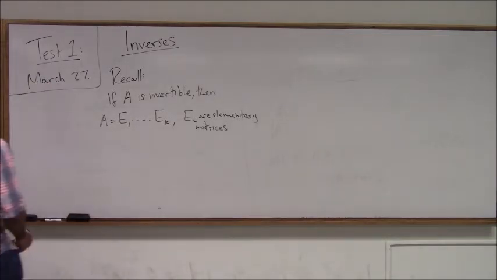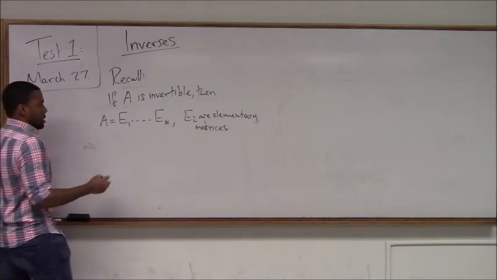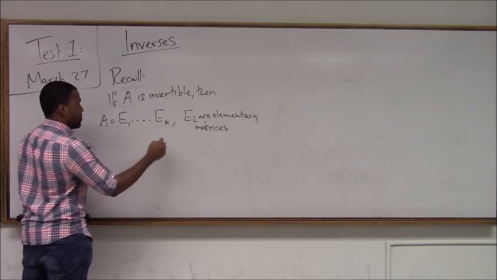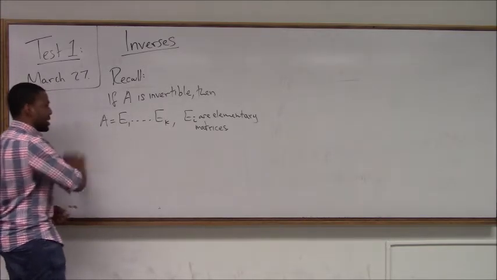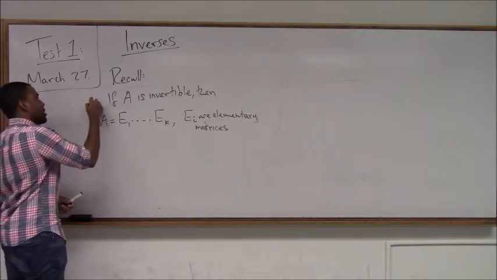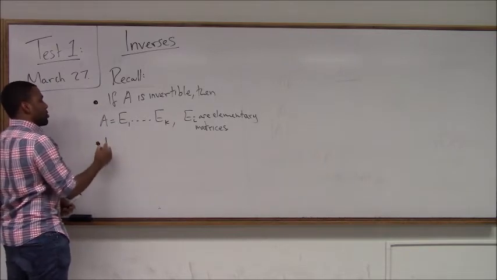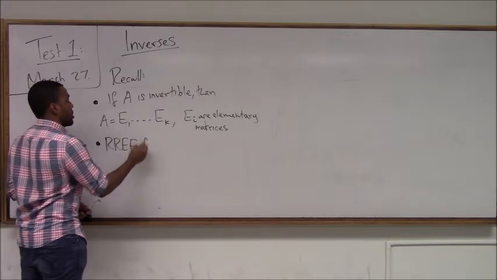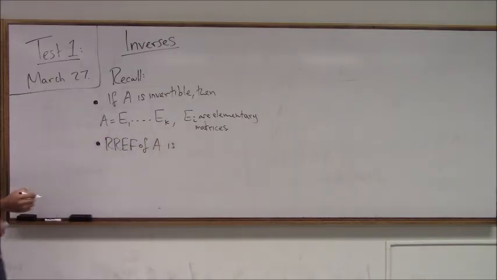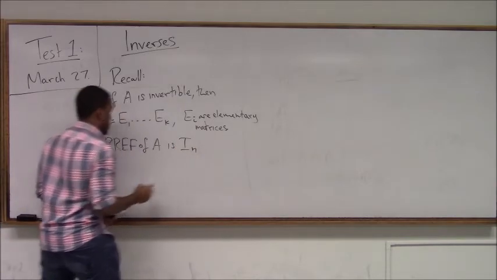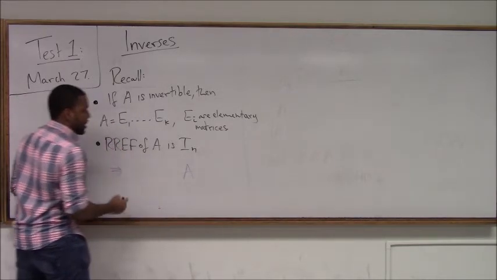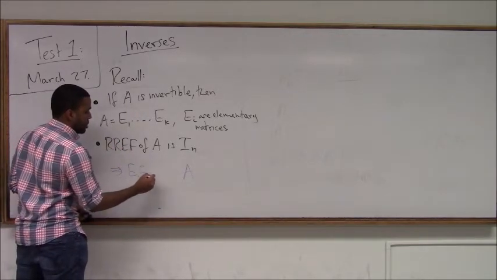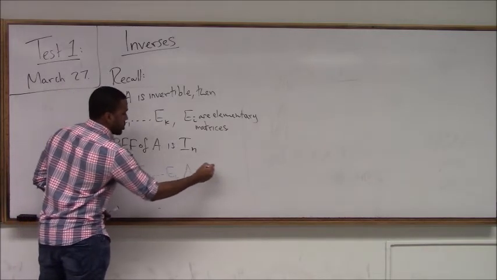Okay? So basically what that means, something we can take away from that, this means I can start with A also. Oh, this is another fact. I'm not going to prove it again, but it's another fact that we know. The reduced row echelon form of A is the identity matrix. That means that there are a set of row operations that I can perform on this guy, E1, E2, all the way up to Ek, so that the result will be the identity.